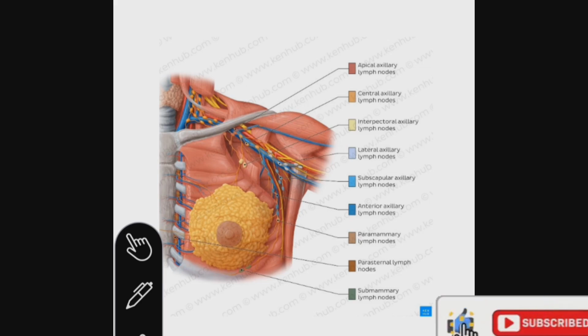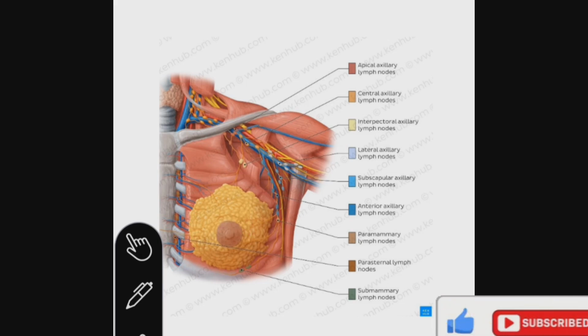Remember that the breast develops from the mammary ridge, and the hormone that is responsible for milk production is prolactin, while the hormone responsible for milk ejection is oxytocin. Applied anatomy of the breast, you have breast cancer or breast carcinoma, which usually occurs on the upper outer quadrant.